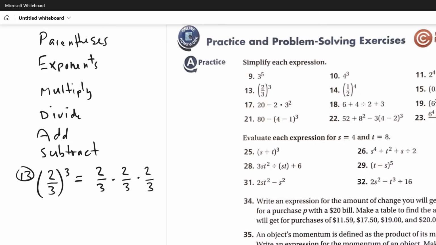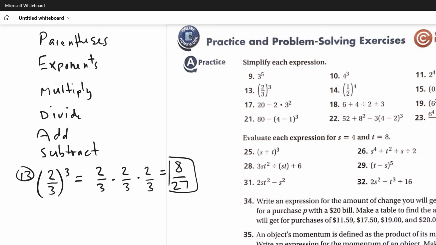So 2 to the third, well, 2 to the third is 2 times 2 times 2. That ends up being 8, right? Because 2 times 2 is 4, and 4 times 2 is 8. And then 3 times 3 times 3, well, 3 times 3 is 9, and 9 times 3 is 27. So the whole thing is 8 over 27.